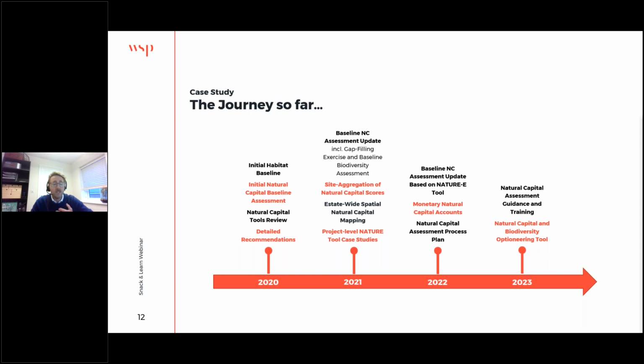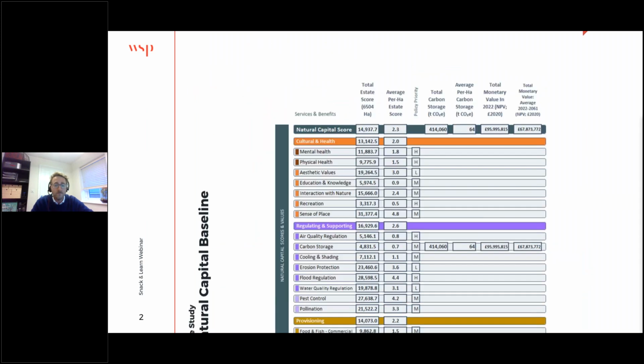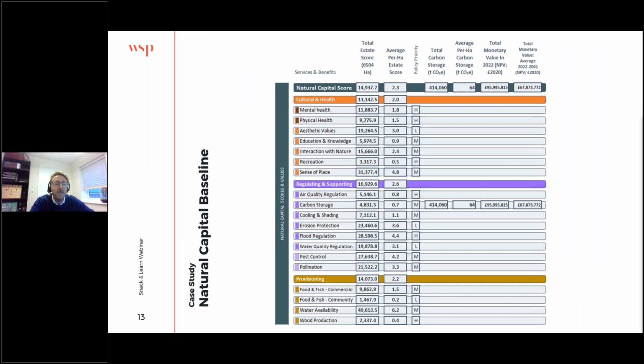And now we'll talk about a couple of the projects and the contributions we made to help the company on their natural capital journey. The first one is a natural capital baseline. This is a typical nature tool results table.